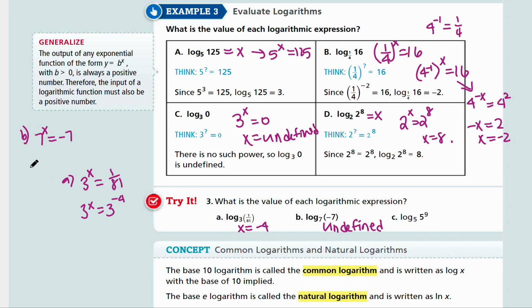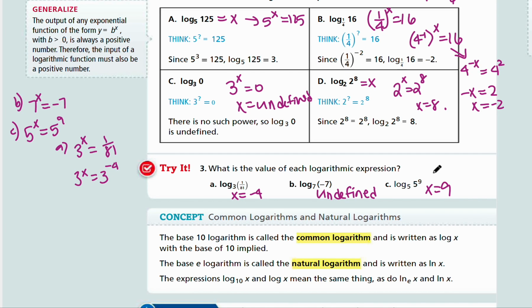Part C, log base 5 of 5 to the power of 9. So we need to find 5 to the power of x such that it is equal to 5 to the power of 9, which means x is just equal to 9. Yeah. So those are the answers. Check your answers, see if you got it right. Great job if you did.